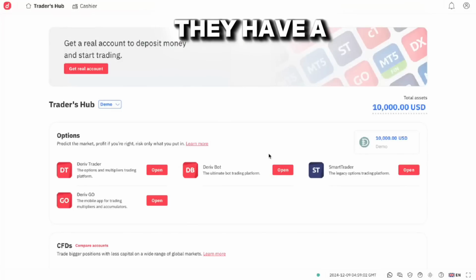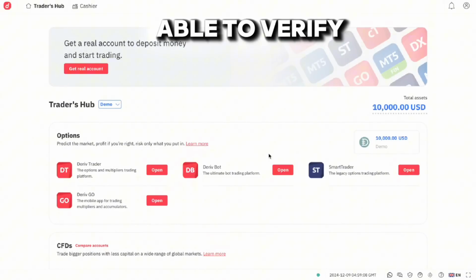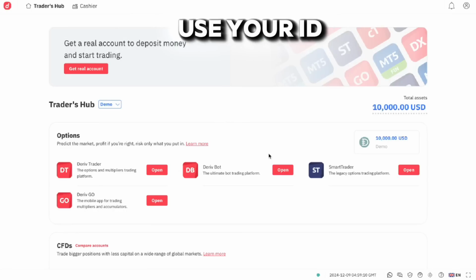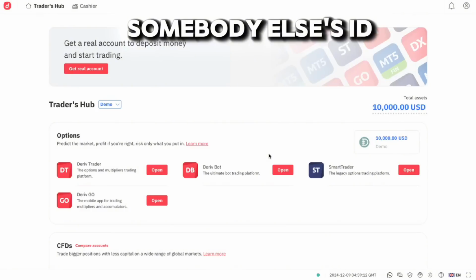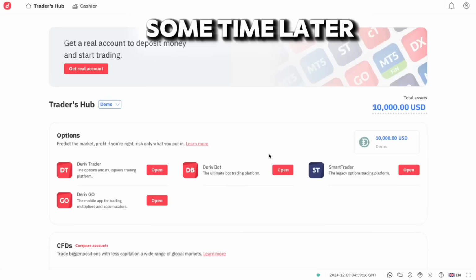And also remember, they have a policy of 2 accounts. That is why anytime you create a third, a fourth account, you'll never be able to verify it fully, and you cannot use your ID unless you use somebody else's ID, which is not ideal, because probably sometime later they might also want to have an account.